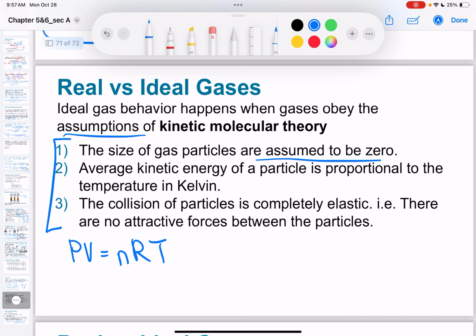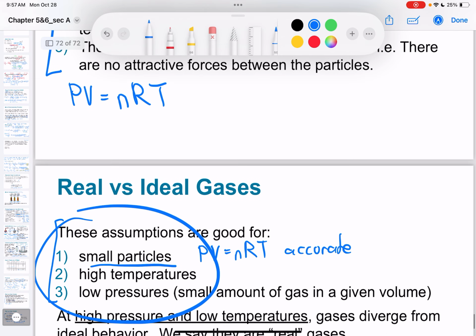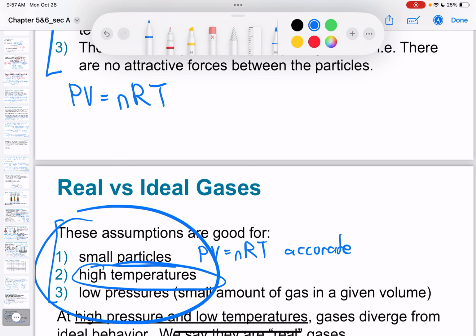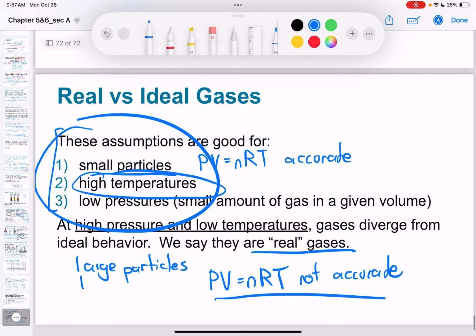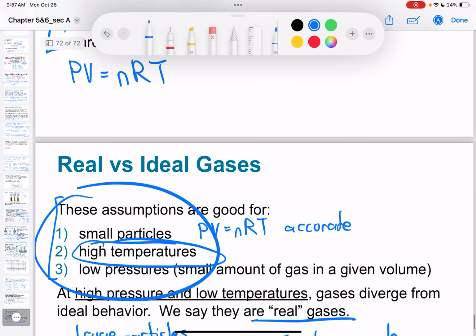Okay, other properties. The average kinetic energy is proportional to the temperature in Kelvin. This is a pretty good assumption. We know that Kelvin is a good measure of kinetic energy. As long as we're at relatively high temperatures, this is a really good assumption. So if we were at very low temps, then PV equals nRT would probably not be particularly accurate.